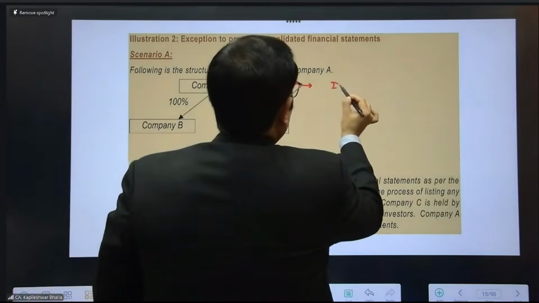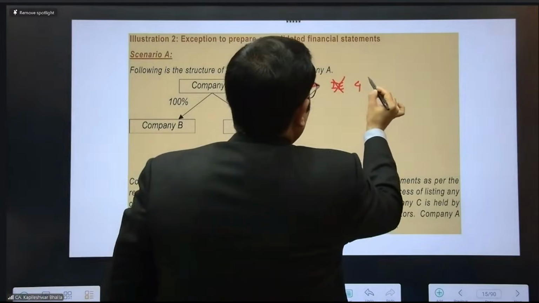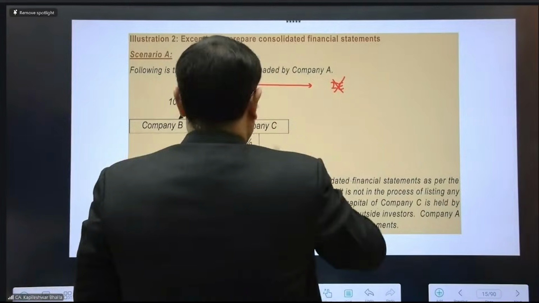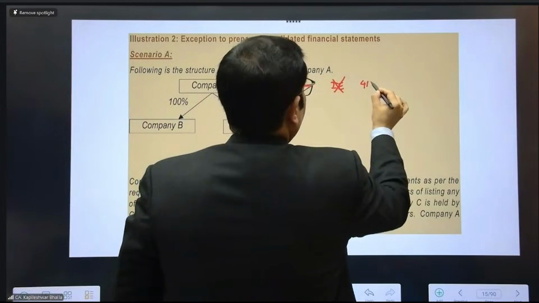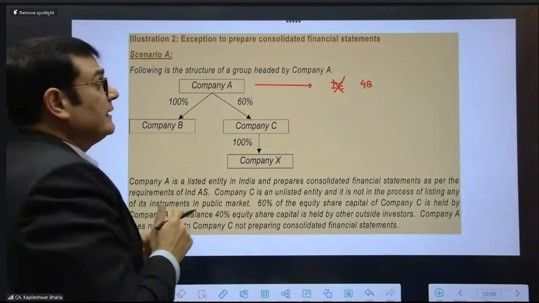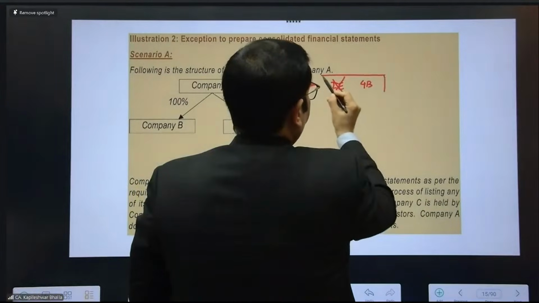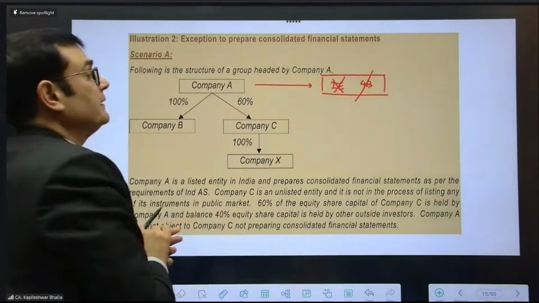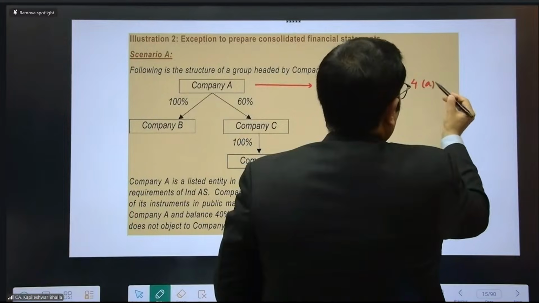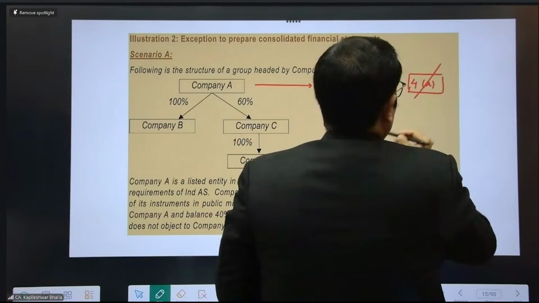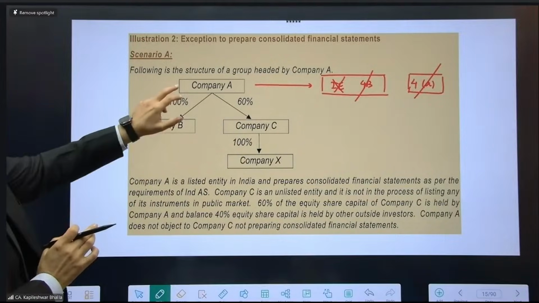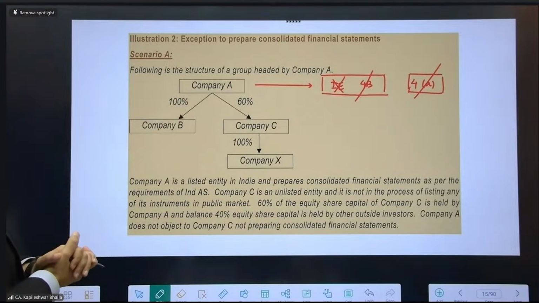If company A is not an investment entity, can you get the benefits of para number 4B? Tell me yes or no. If A is not an investment entity, can you get the benefits of para number 4B? No, sir. That's right. And can he in any way get the benefits of 4A? No, because you cannot get the benefits unless you're a middle company in 4A. He's not a middle company, he's not an investment entity, so that is gone.